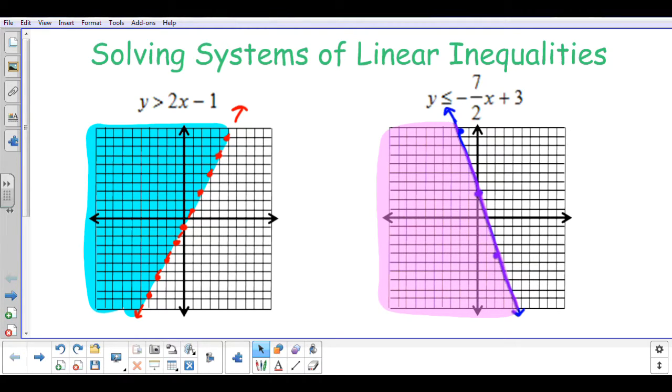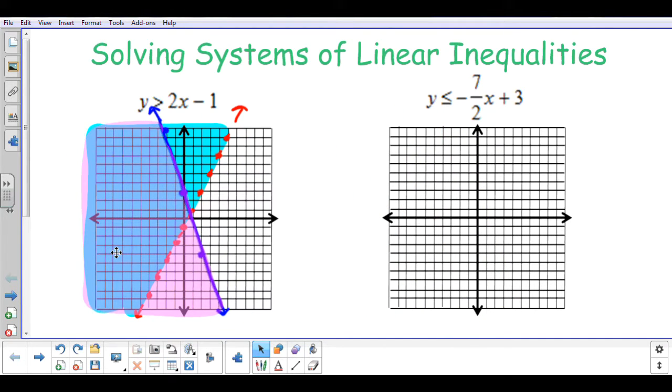So what a system is, if I would take both of these graphs and put one on top of the other. So if I drag this right graph on top of the left graph, you'll see that both lines and both shadings are on one grid. Now where these two shadings overlap, so where it turns a light shade of purple, this is what we consider to be our solution area for the system. We have solution areas for each line, but for a system, it's where both of those shadings will overlap.